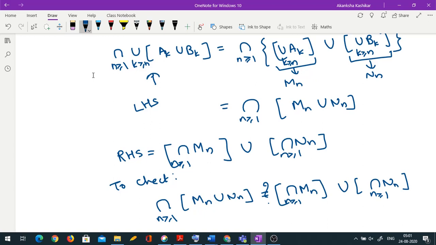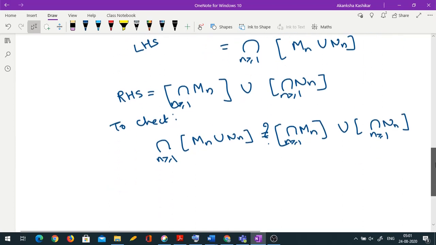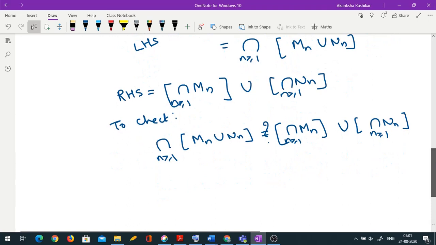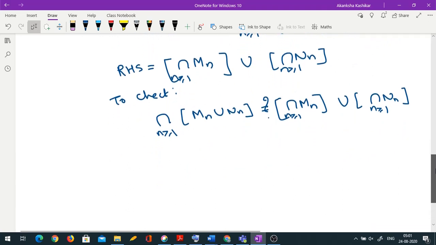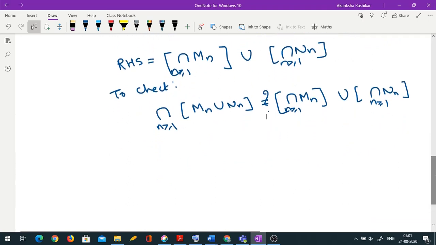Okay, this I want to check. We have seen yesterday that this is not in general true. In fact, we came up with an example where this doesn't hold. But maybe here knowing Mn and Nn can help us a bit. So what do I know about Mn and Nn?